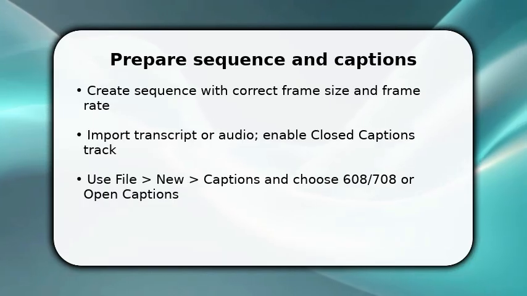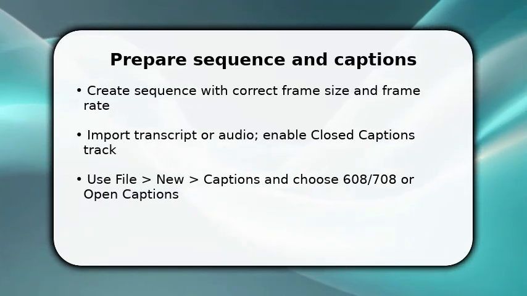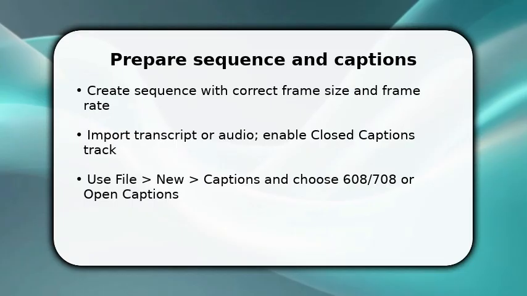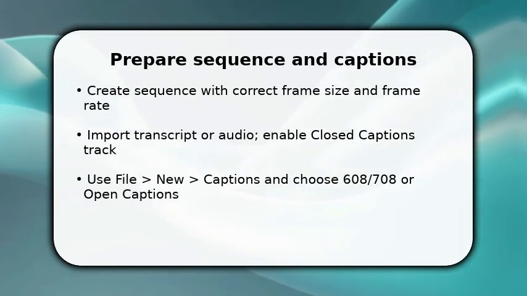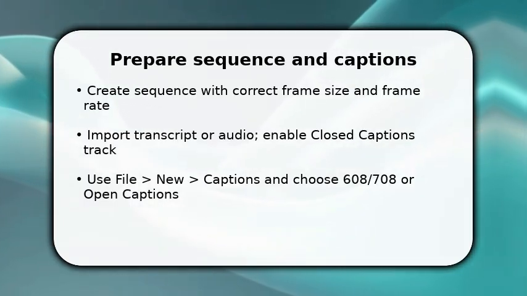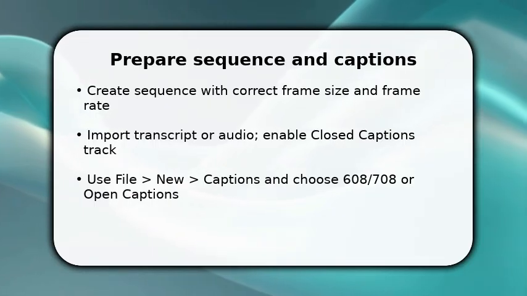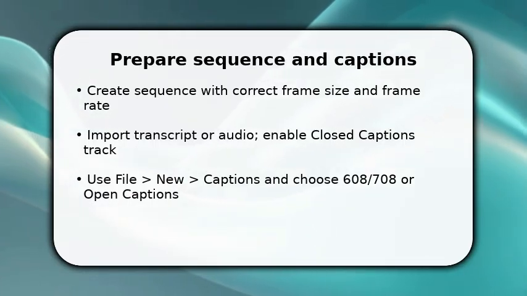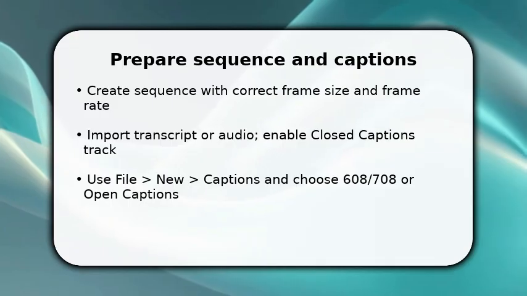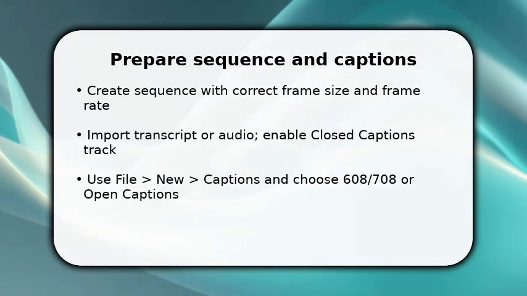Enjoy the video. Start by creating a sequence with your target frame size and frame rate. You need captions enabled, so import your transcript or audio now and add a captions item via File New Captions. Choose Open Captions for styling freedom. You should place the captions clip on its own track aligned to the dialogue.